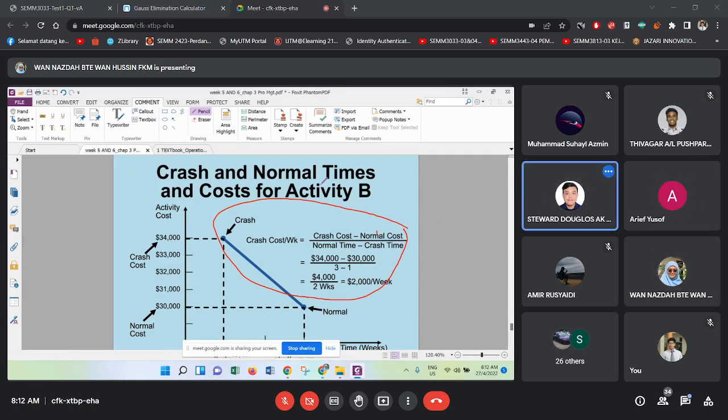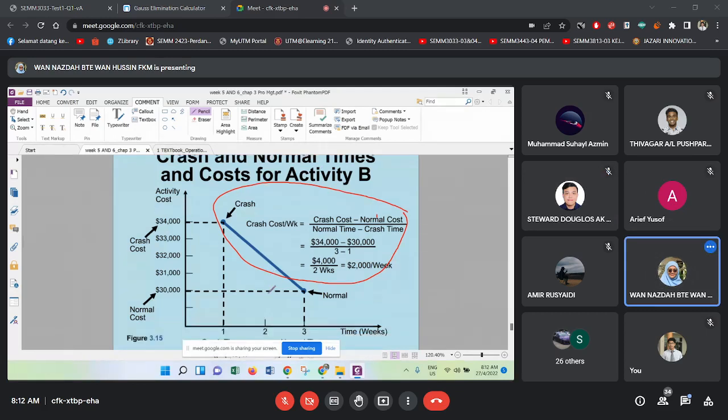Faham, Doctor. Apa maksud dia tu? Why crash cost is always higher than normal cost? Kenapa? Why crash cost is always higher than normal cost, and why normal time is always higher than crash time.